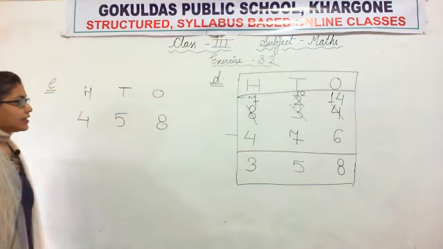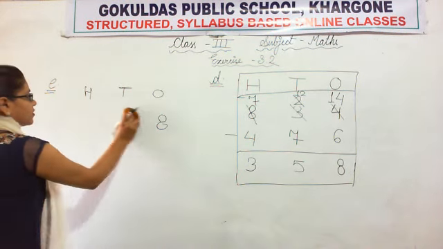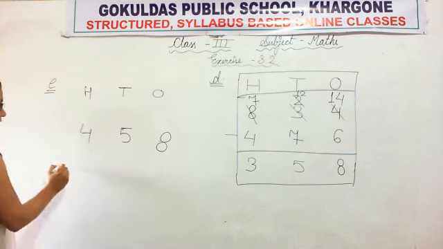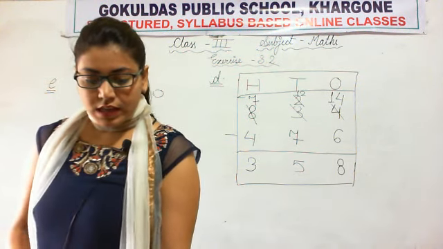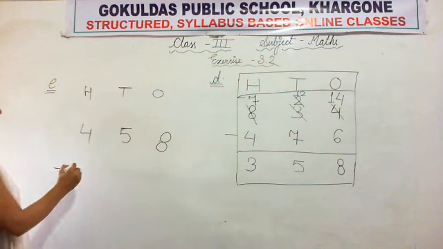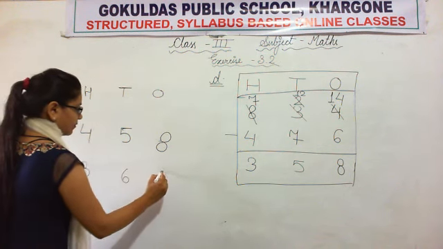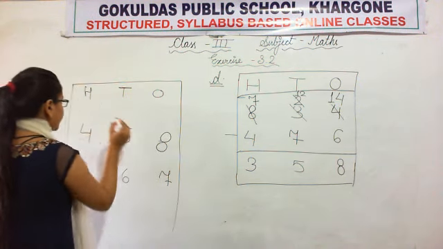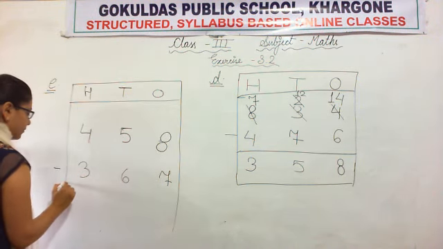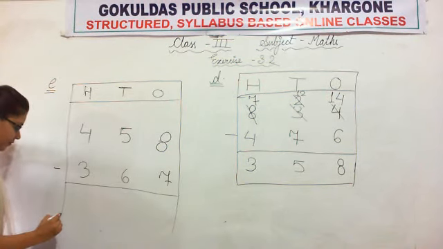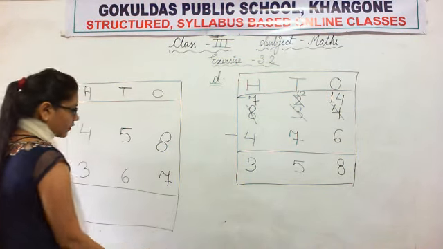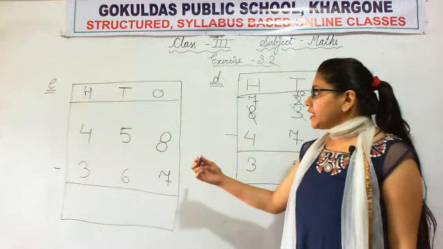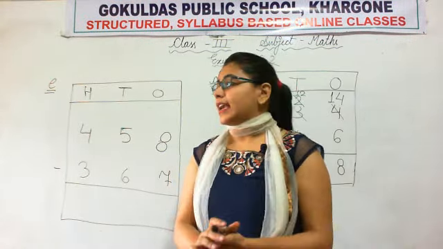458 and subtrahend is 367. Now make a table with the help of a scale or ruler. Do not draw freehand as I am doing. Okay, now we always start from the rightmost position, that is ones.